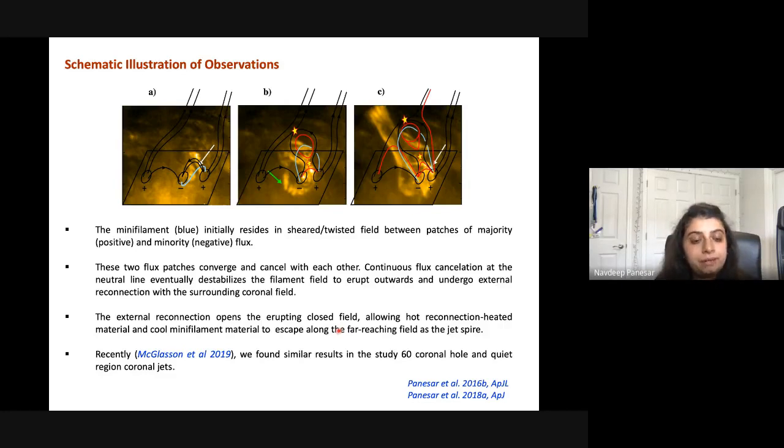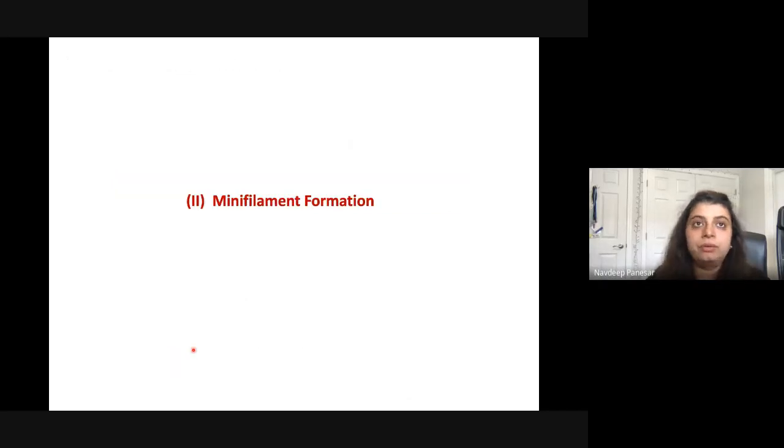Very recently, my RU student, Riley McLaughlin, studied the triggering mechanism of 60 coronal jets, 30 in coronal holes and 30 in quiet regions. She found that flux cancellation is usually the trigger of coronal hole and quiet region jet eruptions. So now we know that flux cancellation plays an important role in the triggering mechanism of coronal jet eruptions. Now the question is, what leads to the formation of these pre-jet mini-filaments? How do these mini-filaments form? Do they appear just before the eruption, or a day or so before?